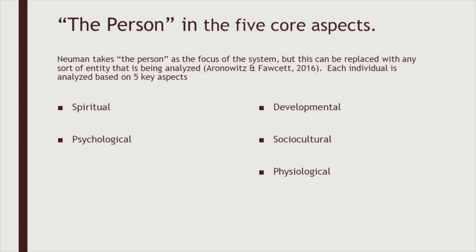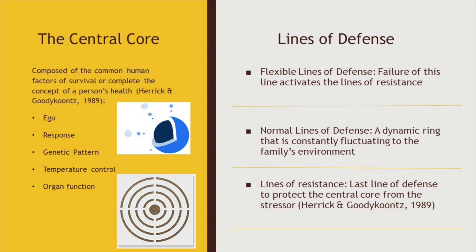Developmental are age-appropriate processes. Sociocultural functions for social expectation. This also includes relationships. Psychological and physiological. Each family system has a central core. This central core is composed of common human factors for survival. Neuman identifies these as the keys to achieving health, and they are ego, response, genetic patterns, temperature control, and organ function. In order to protect these central core aspects, the family implements lines of defense.